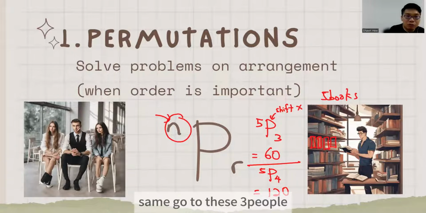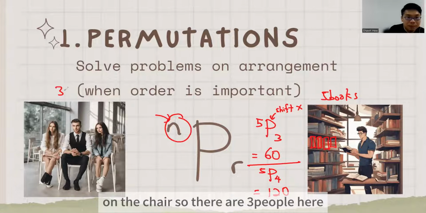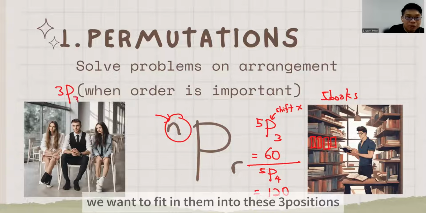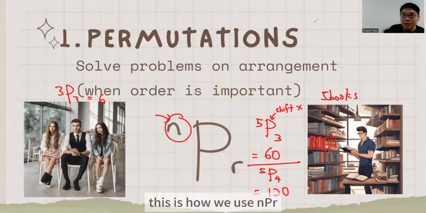Same goes for these 3 people. If I want to arrange these 3 people to sit on the chairs, there are 3 people here, so we want to fit them into these 3 positions. So it's just 3P3. You get the answer, which is just 6. This is how we use nPr.